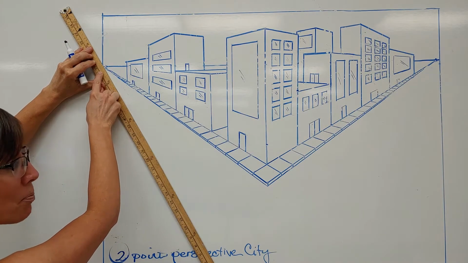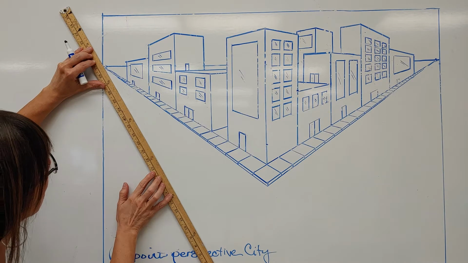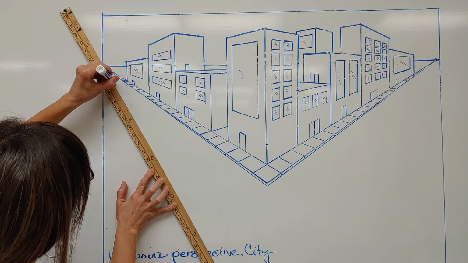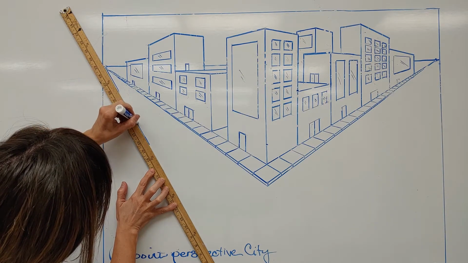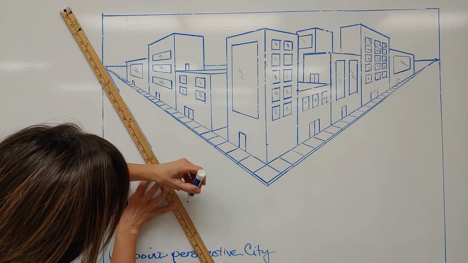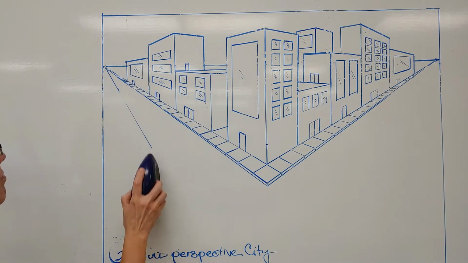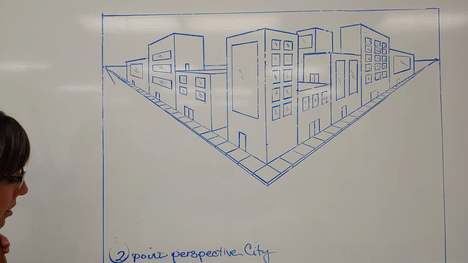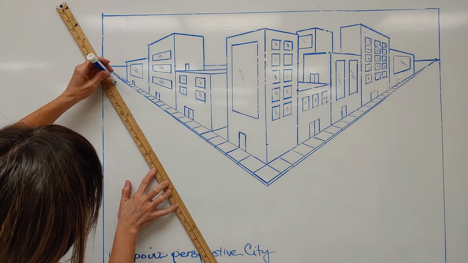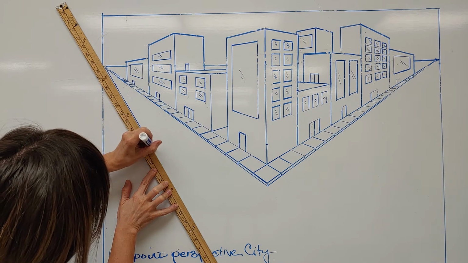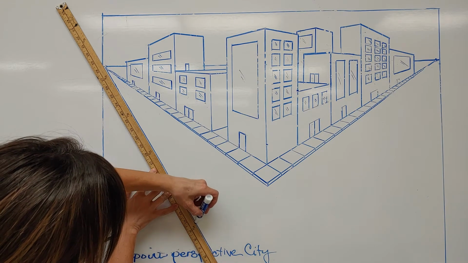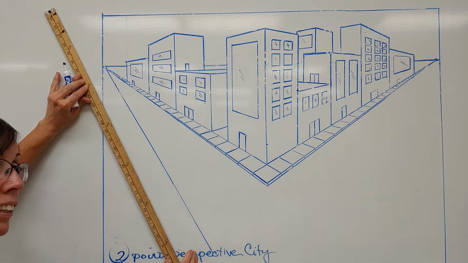Line it up to the vanishing point, and I'm going to draw a line coming down from the vanishing point. Something's not jiving here. Hang on. Try again. Okay, so that's one line coming down.